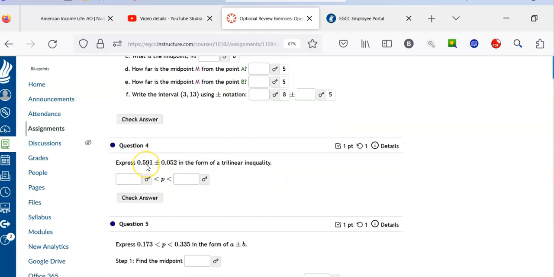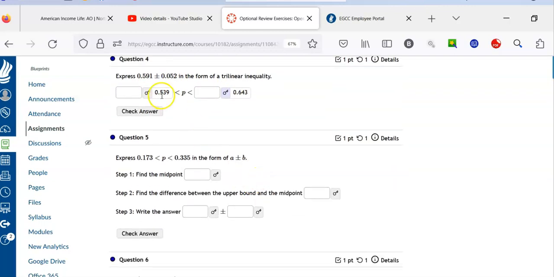All right, so 0.591 plus or minus 0.052. How is this as an inequality? Well, if I take 0.591 and subtract 0.052, I get 0.539. And if I take 0.591 and add 0.052, I get 0.643, okay? All right? So this is going backwards from what we did up there. I'm going to take the middle. This is the middle point. I'm going to add and subtract this to get this for the lower and this for the higher. Subtract this to get this, add this to get this, okay?